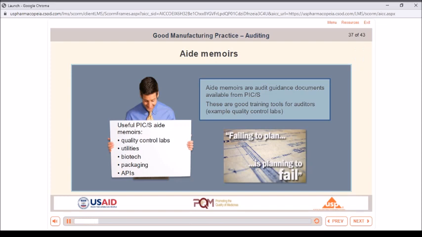Aid memoirs. Aid memoirs are audit guidance documents available from PICS. These are good training tools for auditors. Example, quality control labs. Useful PICS aid memoirs: quality control labs, utilities, biotech, packaging, APIs.